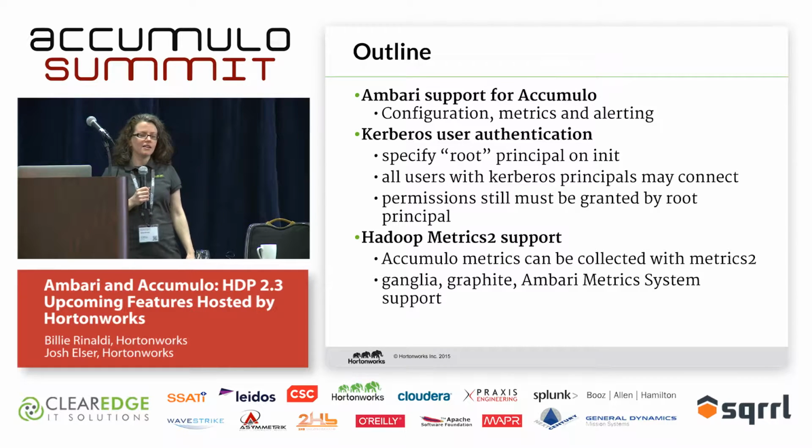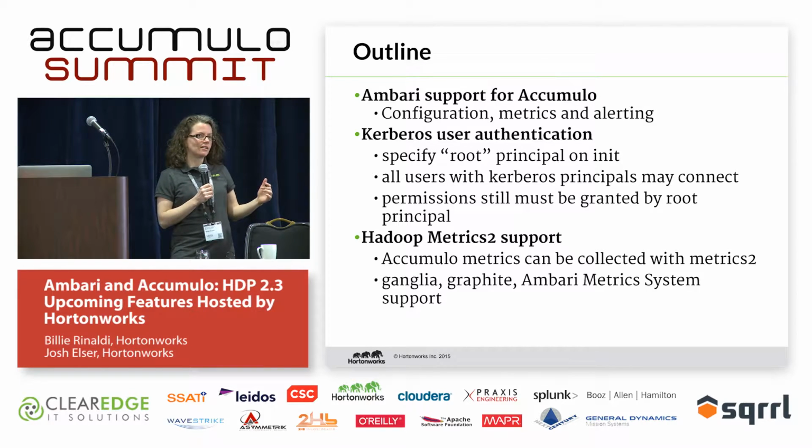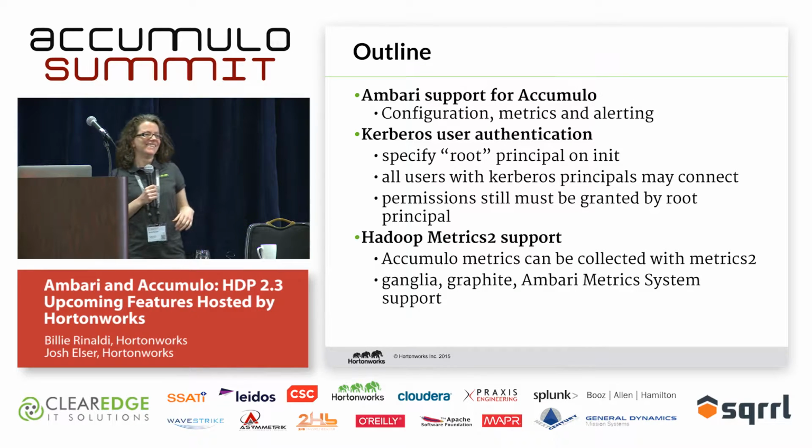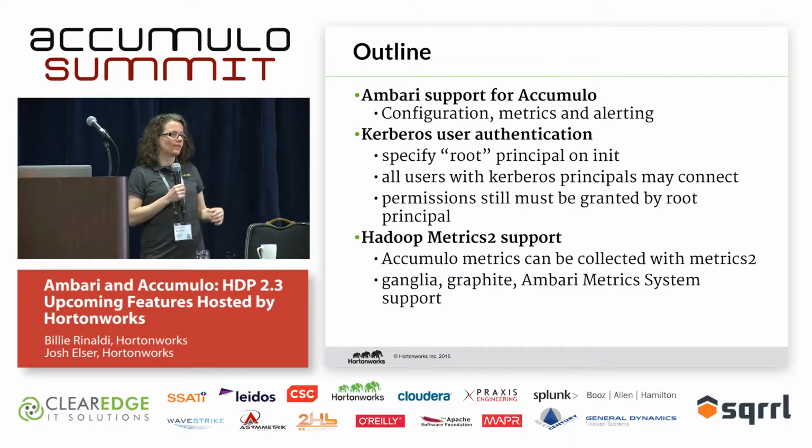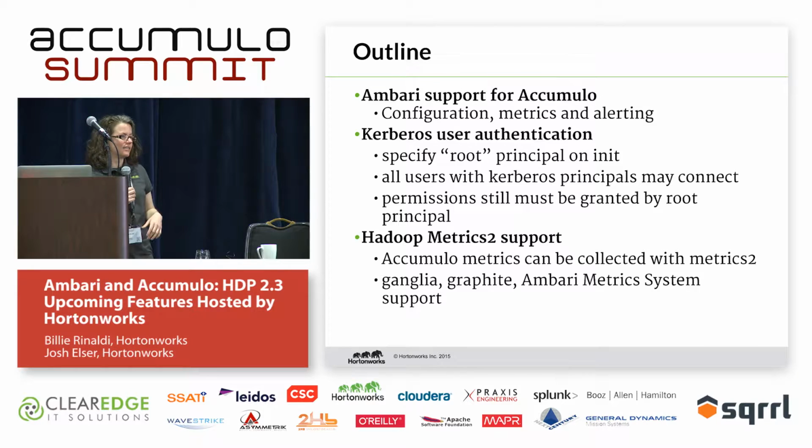And lastly, or mainly Josh actually, overhauled the Accumulo Metrics System to make it use the Hadoop Metrics2 system. Metrics2 basically transparently supports, by configuring the files appropriately, sending metrics to Graphite, Ganglia, and the new Ambari Metrics System, which will be coming out with the next version of Ambari.